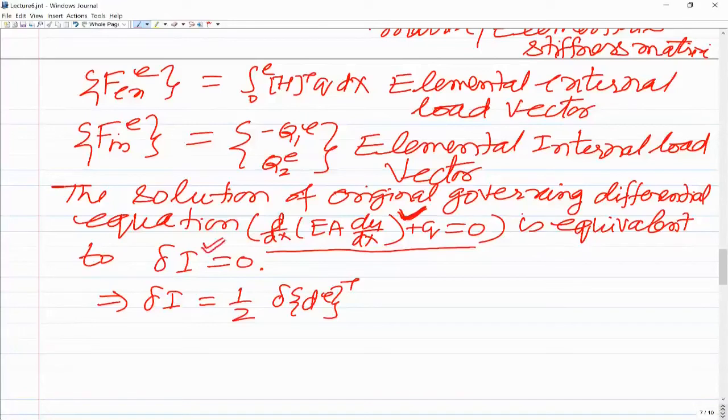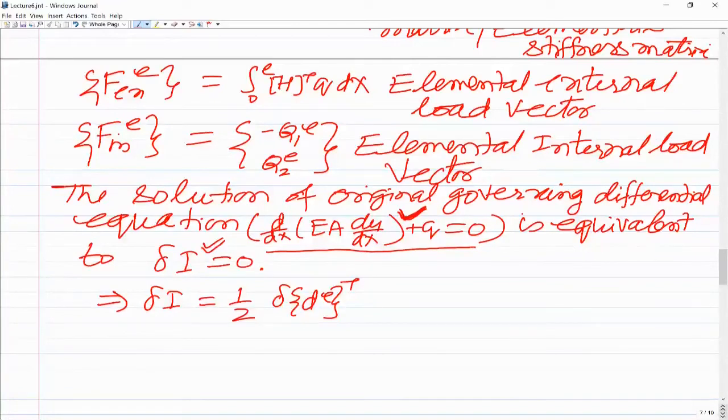So rather than substituting this approximation u equal to Nd in the weak form, taking weight functions as N1 and N2 and setting up two equations, I'm directly putting it in the integral functional and taking delta I equal to 0, and from that I'm going to develop the element level governing equation. So this is what I'm doing. Okay, is that clear?